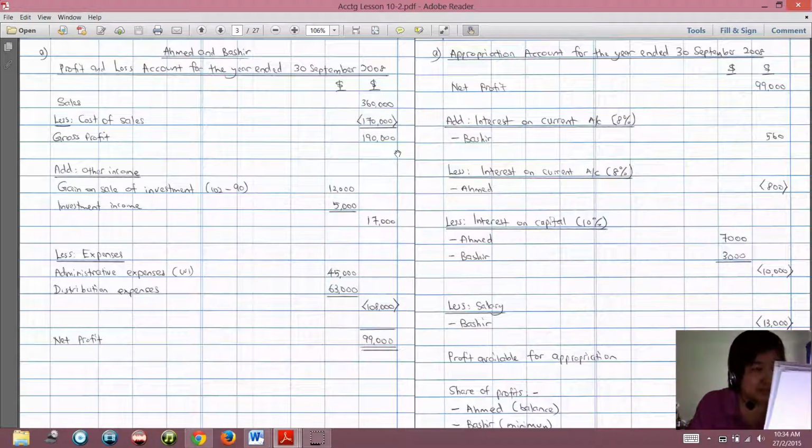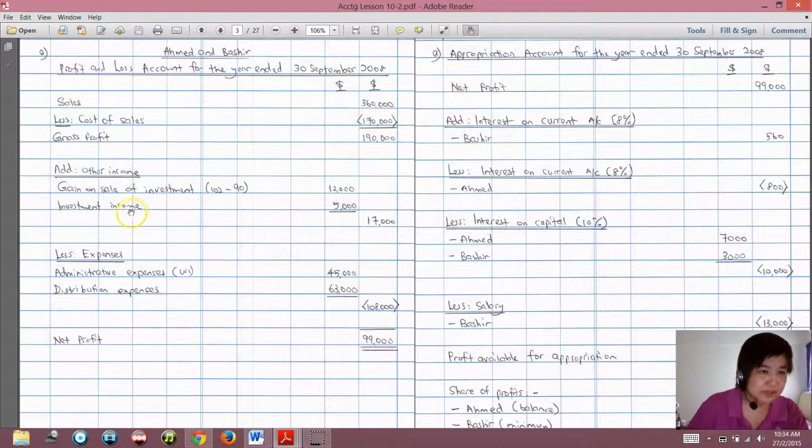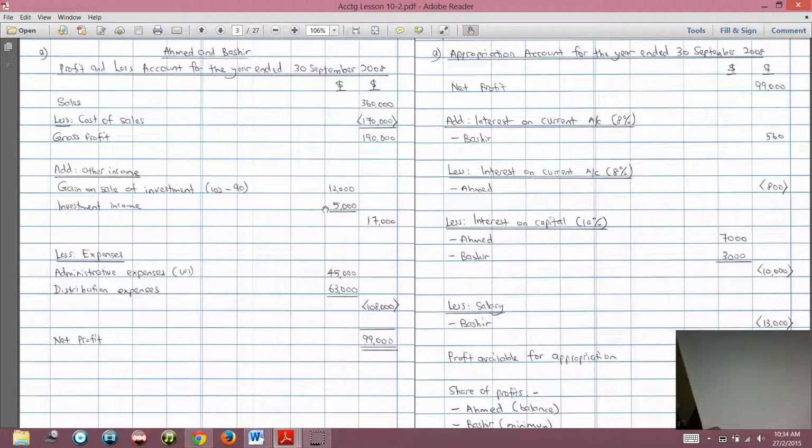Then you see in the question it has investment income. So that means you add other income, underline. You can put investment income first or gain on sale, either way is okay. Investment income here is 5,000, from the question. Then now, you can look at number 4.